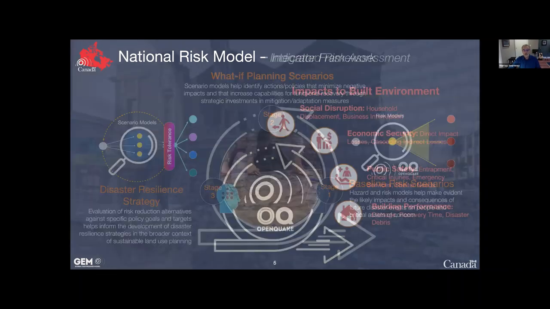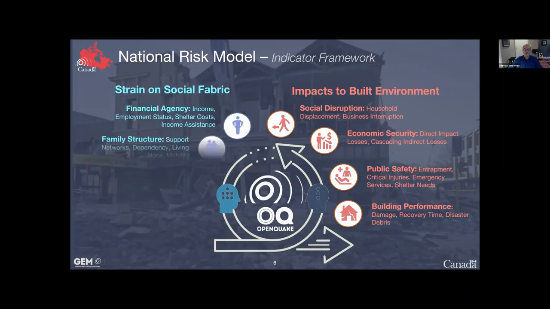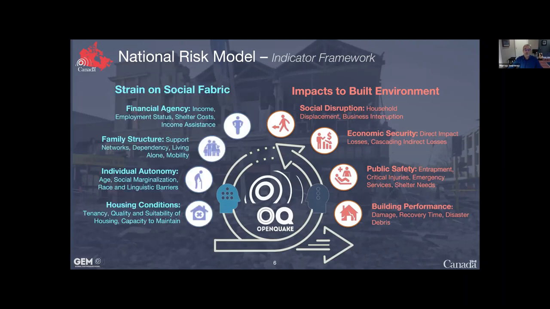To support these planning initiatives, it was really important for us to develop a framework of indicators that met the needs and operational requirements of our end users. So we use OpenQuake to measure impacts to the built environment, and of course, building damage, but also looking at recovery time, disaster debris, the implications of building damage for public safety, economic losses, and social disruption. But like Jen, we also viewed integrated risk assessment as a blending of understanding not only the physical impacts, but the consequences of those impacts on people.